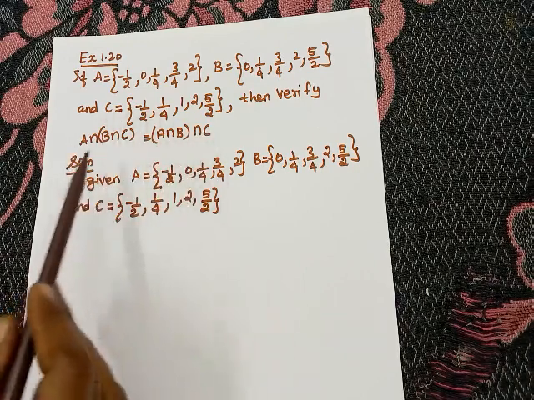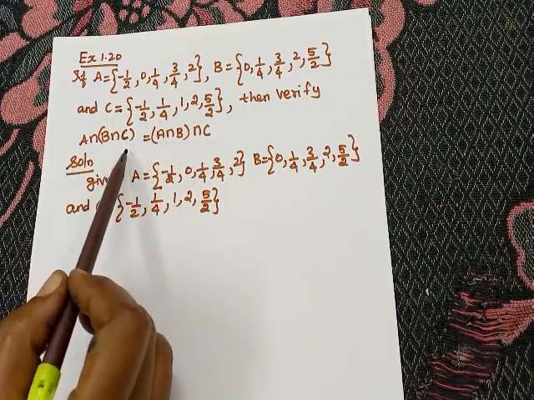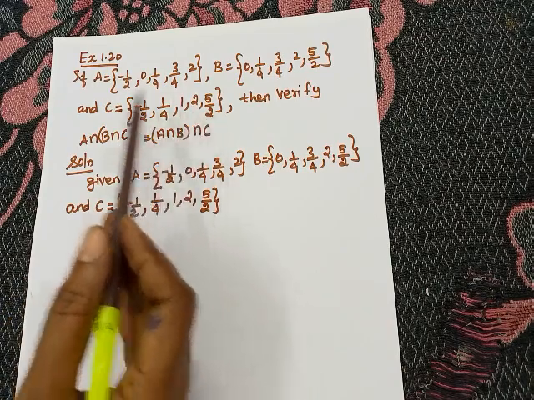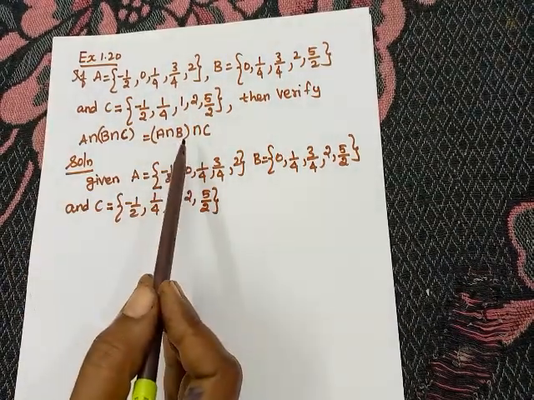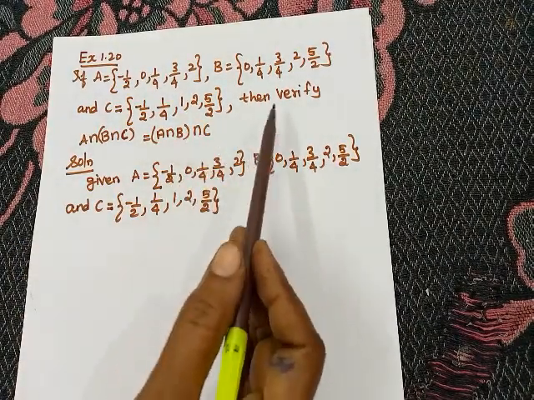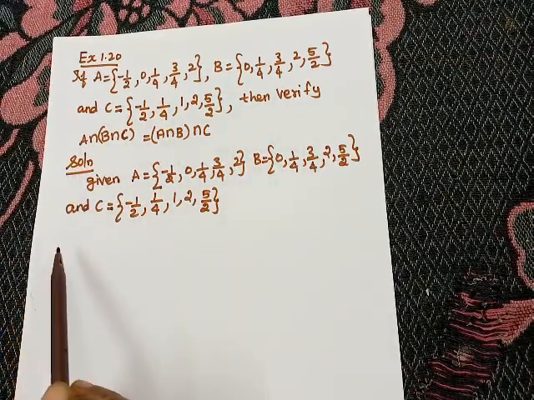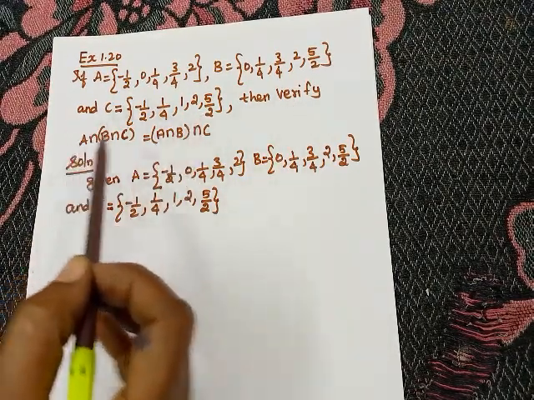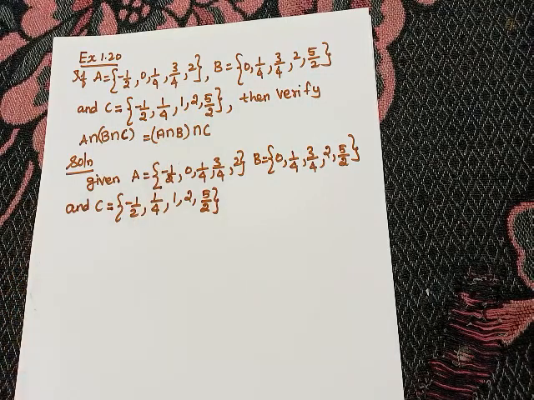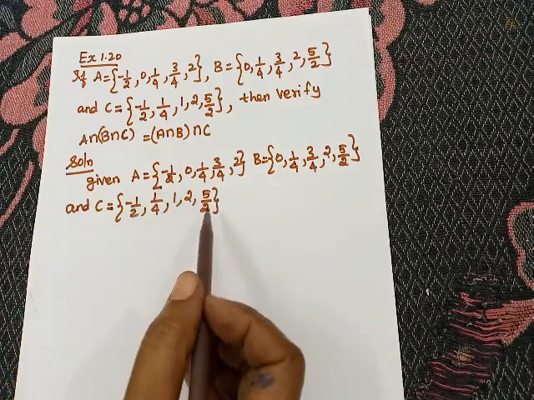What is it? Associative property of set intersection. Okay. Sometimes they won't give this condition. We have to write: if they ask to verify the associative property of set intersection, this formula we have to write and we have to verify. Okay. Now given values, let's write. First of all, A is equal to, B is equal to, C is equal to. These are the given sets.